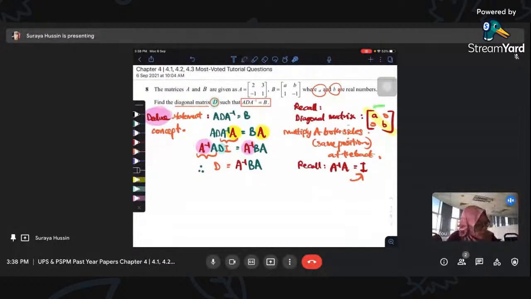Dia nak cari the diagonal matrix where 0, 0 is there, and at the diagonal line here, it must have numbers. And this is where you do not know the numbers. You will know the numbers when you try to solve A inverse times B times A. Okay, so how do you do that, miss? Don't be afraid. Just do it. D is equals to A inverse.